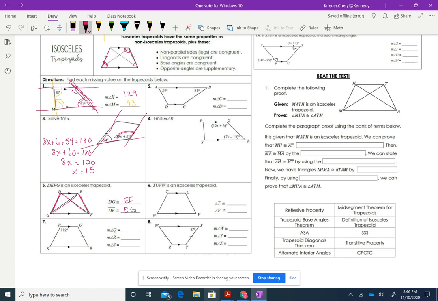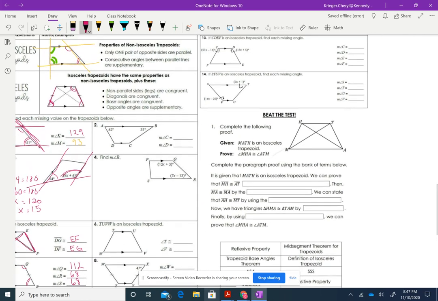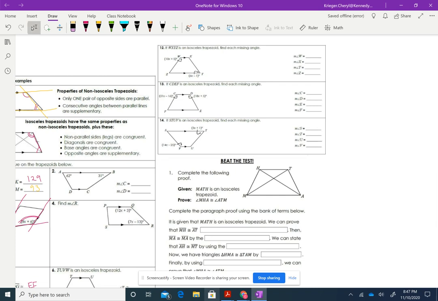Okay, number 7, the measure of angle Q is, well, don't think too hard, guys. If this is 112, okay, this S is going to be 180 minus 112, which is 68. Okay, and so that makes angle R 68, and that makes angle Q 112, right? Because these have to be the same if they are supplementary.